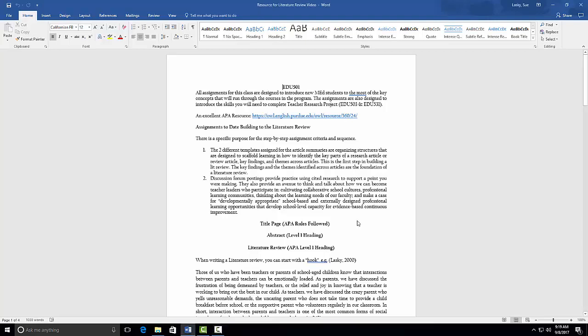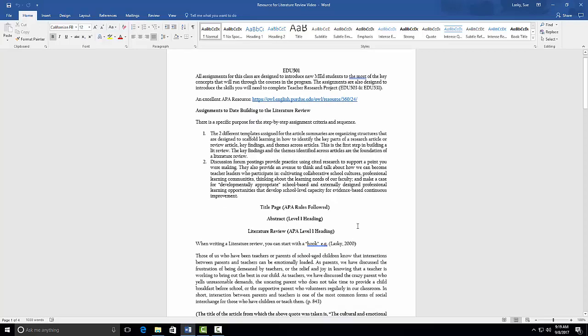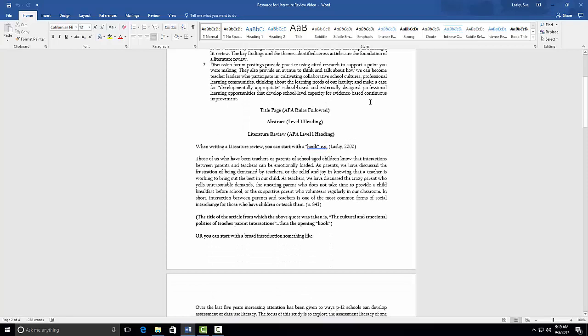The other thing I've done with this resource here, I'm going to scroll down so you can see this. I've given you the parts of your papers, and you'll see these more than once, so that you will have this in the forefront of your mind when you put the final paper together. You will need a title page in which the APA rules are followed, your abstract, and your lit review. Notice I've got a note here that says level 1 heading and a note here that says level 1 heading. This is what your level 1 headings should look like.